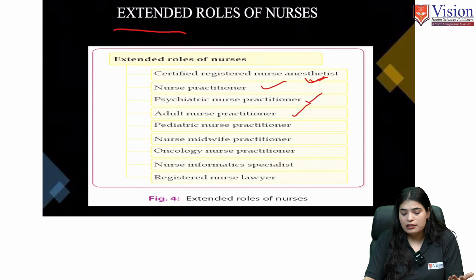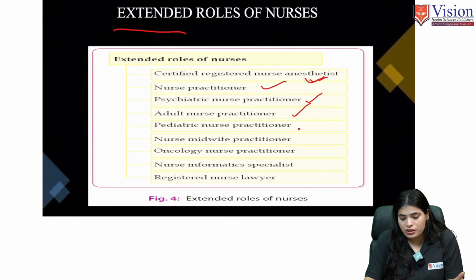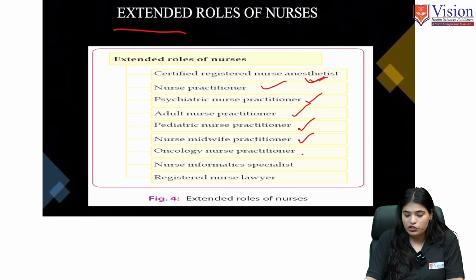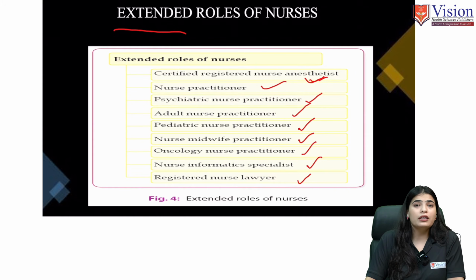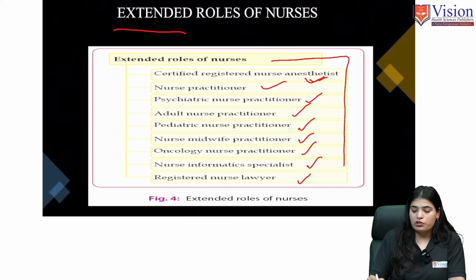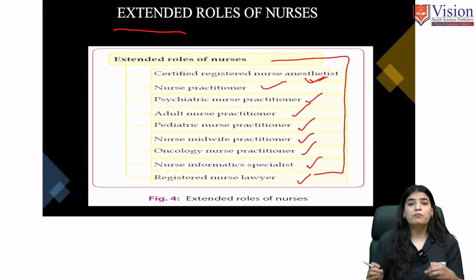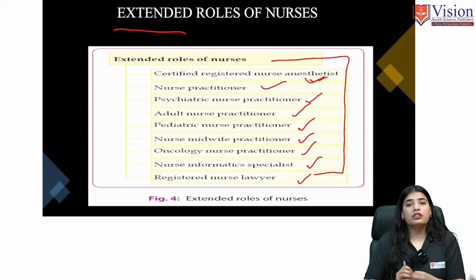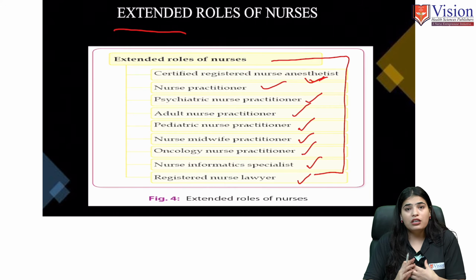Next is adult health nurse practitioners, pediatric nurse practitioner, nurse midwife practitioner, oncology practitioner, and nurse informatics specialist and registered nurse lawyers. Okay, they will advocate for their patients. So these are some extended roles where the nurses will be performing more than their traditional duties with the additional education.